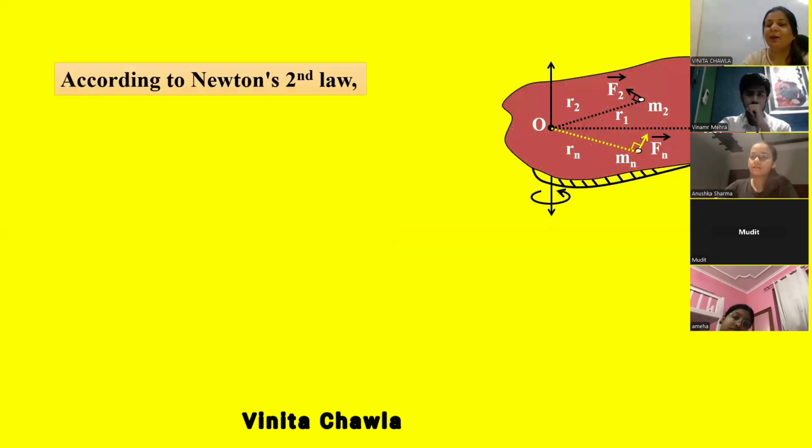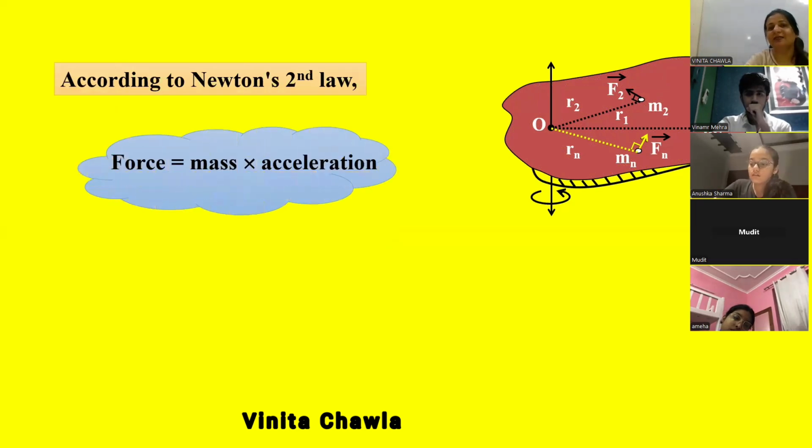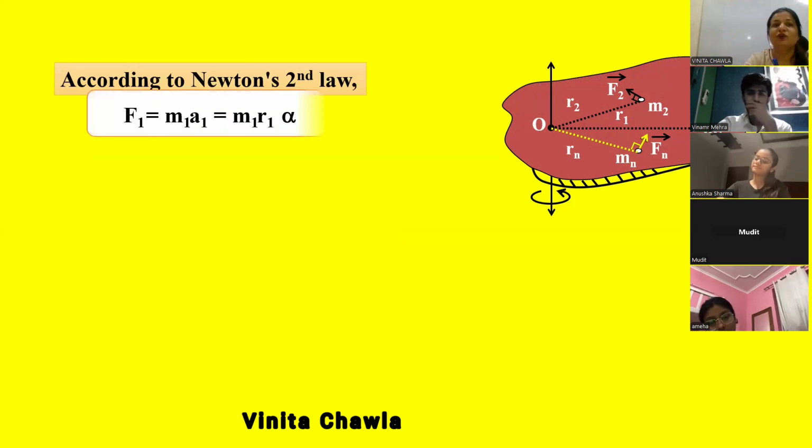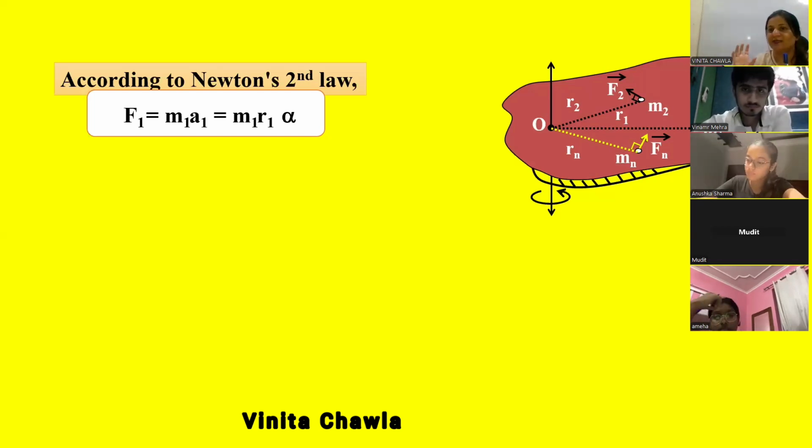ठीक है? अब according to Newton's second law, force is mass into acceleration. तो हमने अलग अलग पार्टिकल्स कंसिडर किए, सबके मासेस पता है हमें, सबका डिस्टेंस पता है एक्सिस ऑफ रोटेशन से, सबका एक्सेलरेशन पता है हमें, राइट? सो वी कैन राइट इंडिविजुअल फोर्सेस. F1 on particle of mass m1, right? So it's m1 a1 and a1 is r1 alpha.